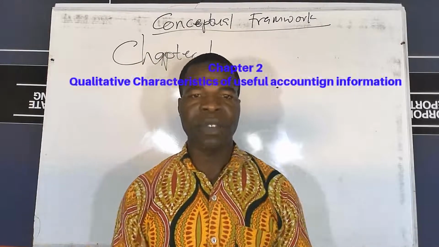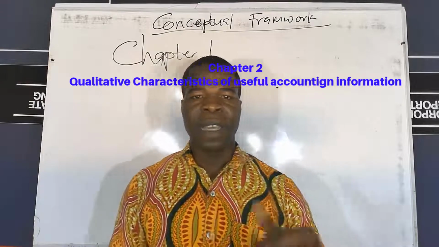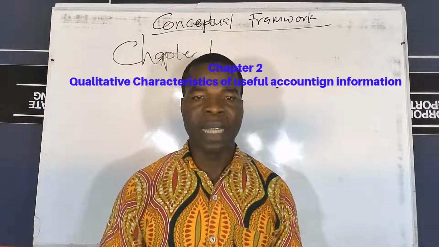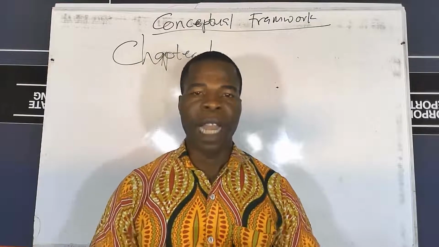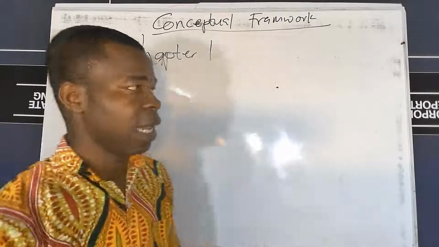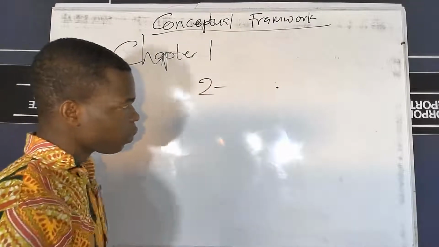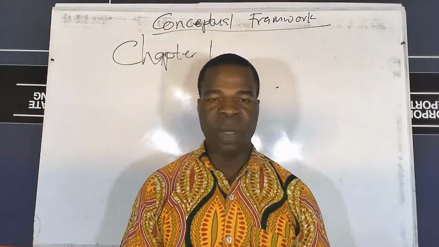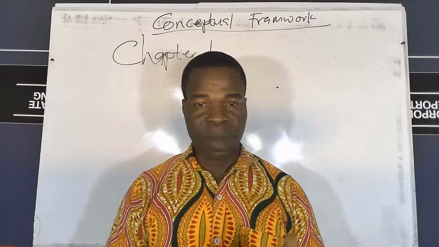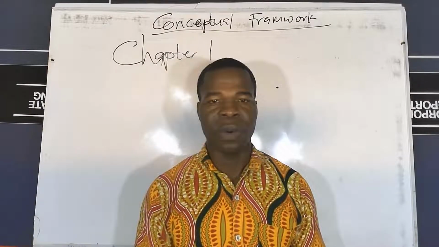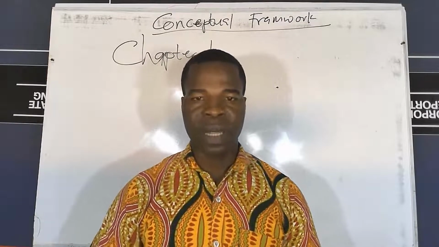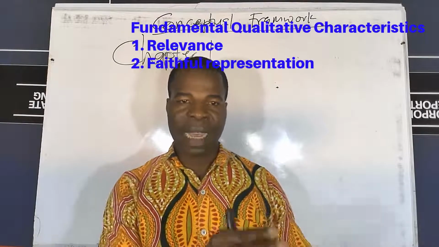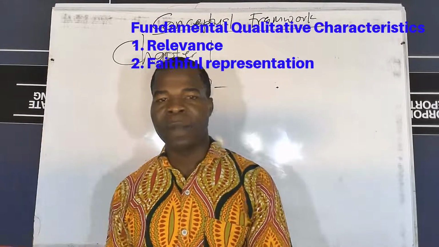The second chapter has to do with qualitative characteristics of useful accounting information. So qualitative characteristics of useful accounting information, that is chapter 2. And these qualitative characteristics, we are basically looking at it to be 7, or sometimes the standard, the IASB, limited it to 6. We have the fundamental qualitative characteristics, and we have the enhancing or supporting qualitative characteristics.